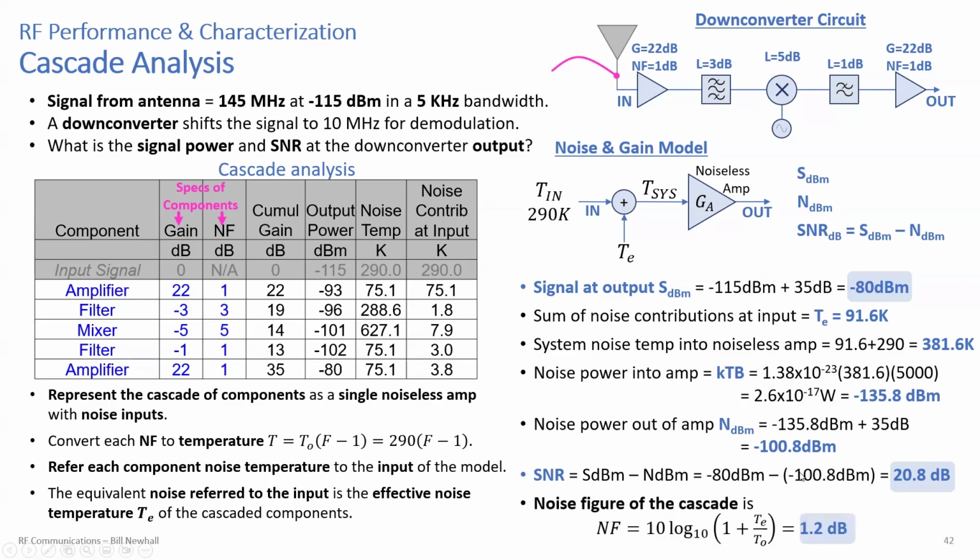So that gives you an example of a cascade analysis to take multiple components, combine them into a model, cascade them together to get the equivalent gain, equivalent noise figure, and then you can take a signal at the input and figure out what the SNR is at the output. Okay, so this is done a lot in RF systems engineering. So I wanted to show you that.